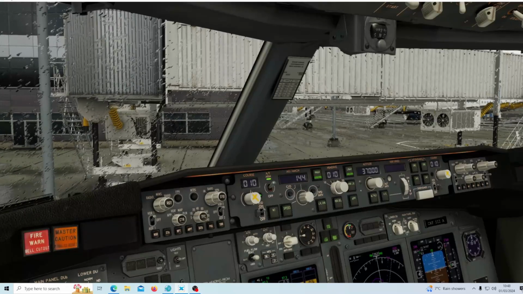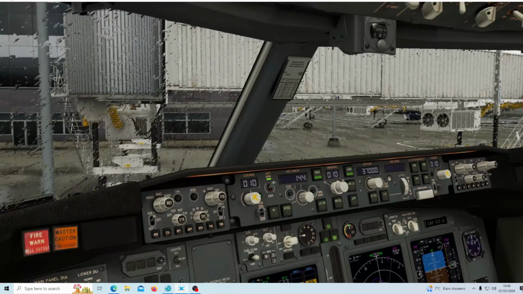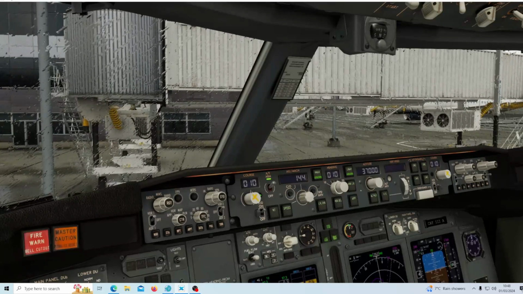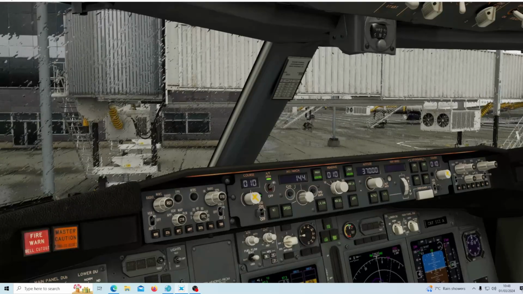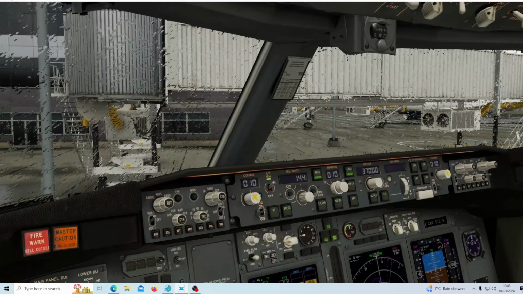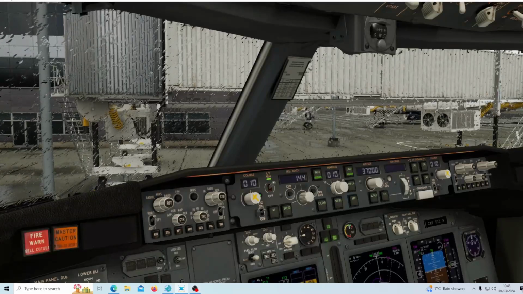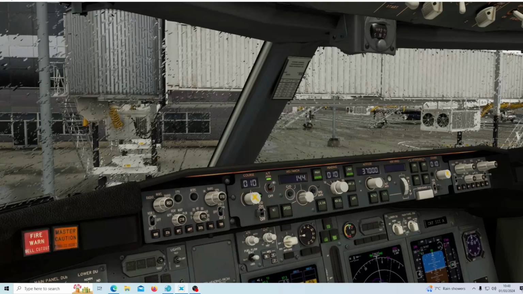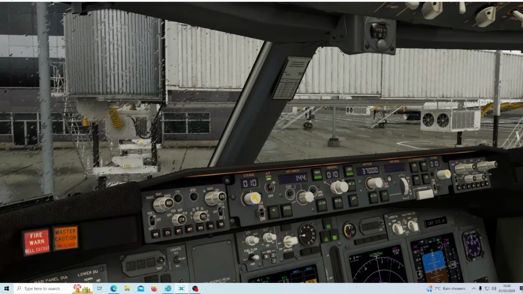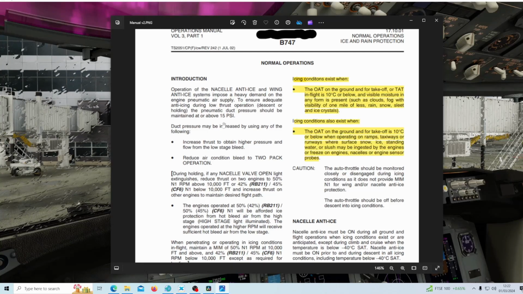So as we have seen from the requirements for applying the engine anti-ice, this is satisfied because of the visible rain and the other conditions. Now, in the event of it not raining, are there any requirements to satisfy engine anti-ice? This will be on the second picture here. Here is the second highlighted section.